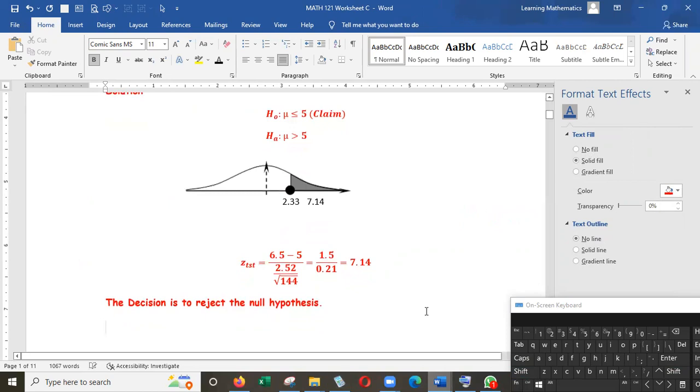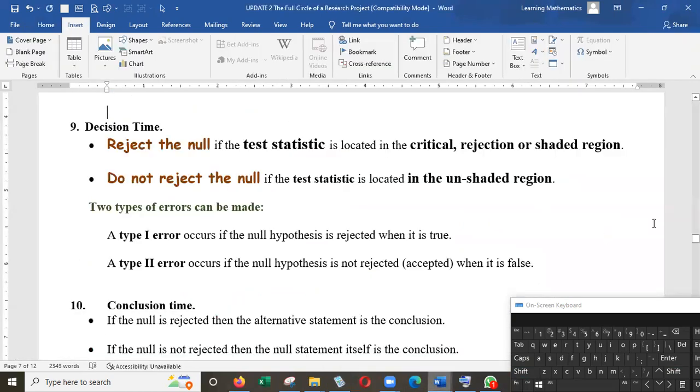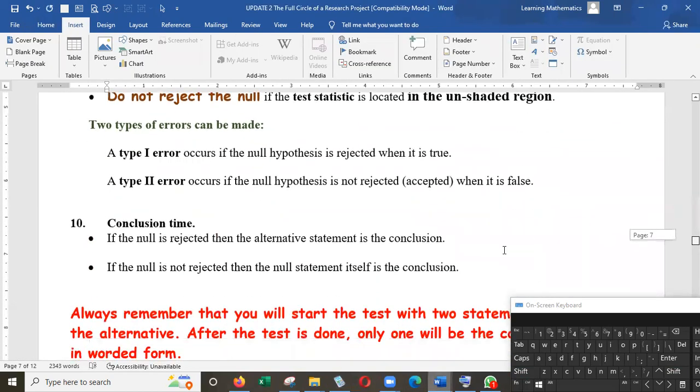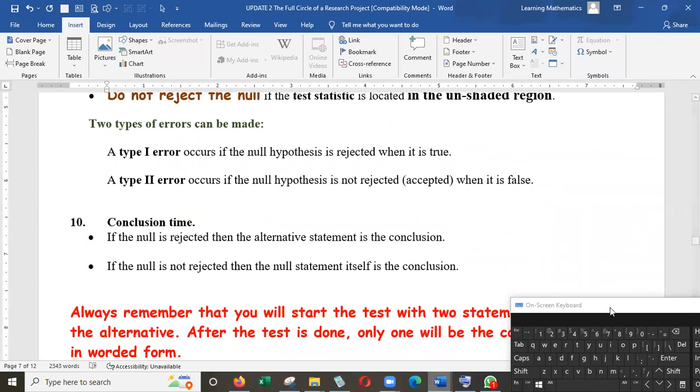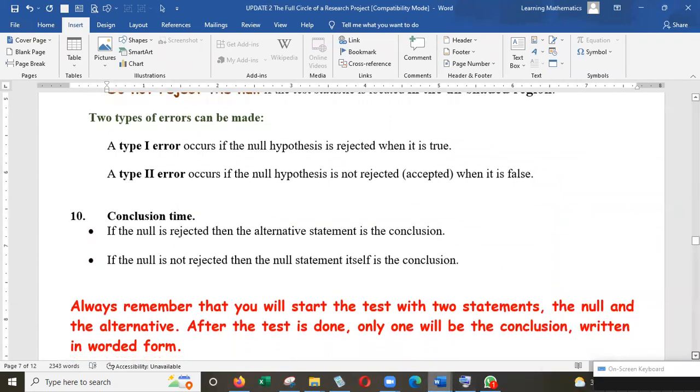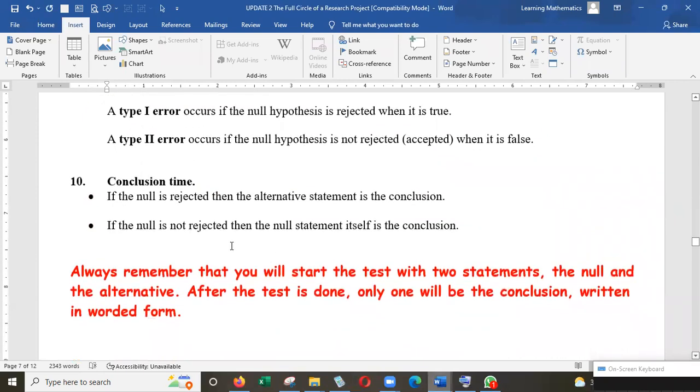Now, conclusion. It says if the null is rejected, then the alternative is the conclusion. If the null is not rejected, then the null statement itself is the conclusion. Always remember that you will start the test with two statements, the null and the alternative. After the test is done, only one will be the conclusion written in worded form. So since we have rejected the null, the alternative is the conclusion.